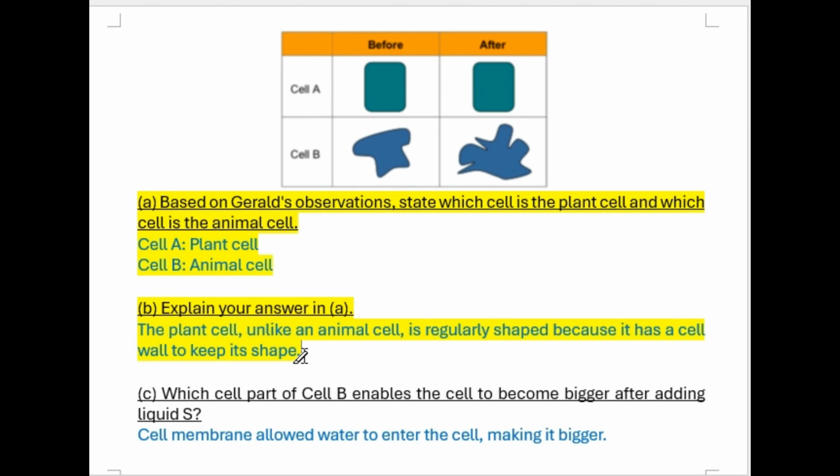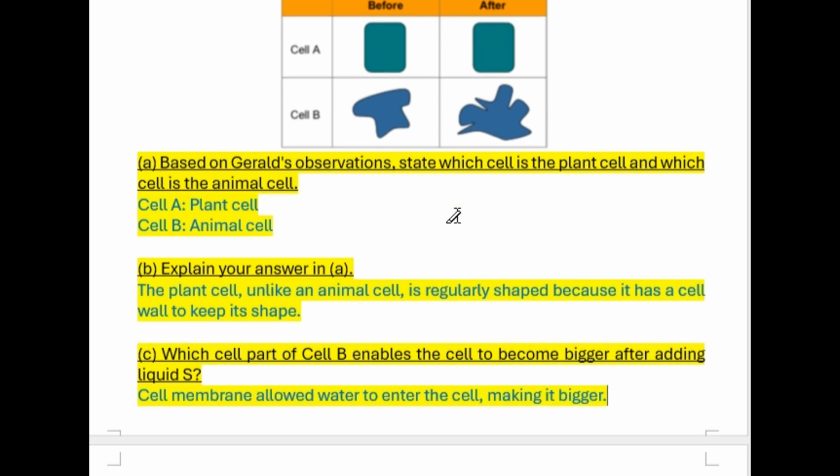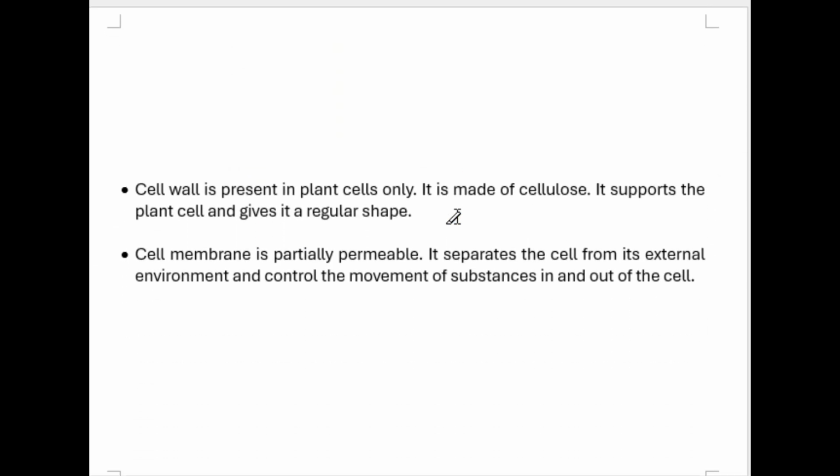C. Which cell part of cell B enables the cell to become bigger after adding liquid S? Cell membrane allows water to enter the cell, making it bigger. Cell wall is present in plant cells only. It is made of cellulose. It supports the plant cell and gives it a regular shape.